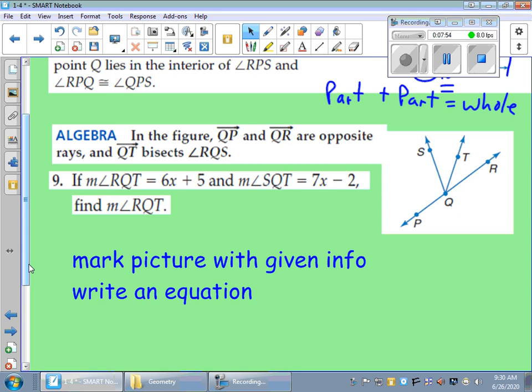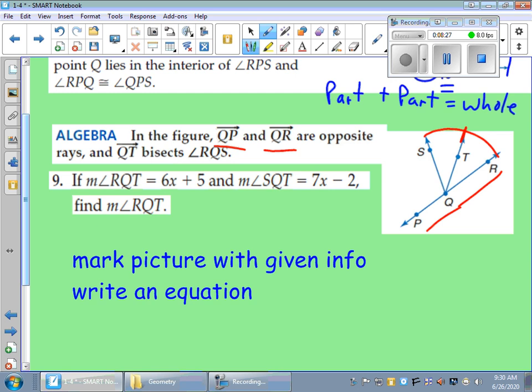So let's try an example here, folks. In the figure, it says that QP and QR are opposite rays. If you remember from the definition, that now tells you that PQR is a straight angle, or 180 degrees. QT, which is right here, bisects angle RQS. So it takes this angle and cuts it into two equal angles.